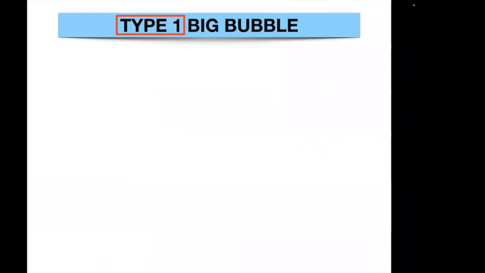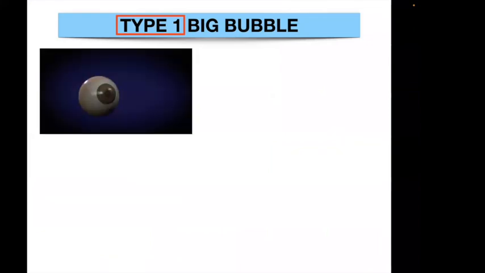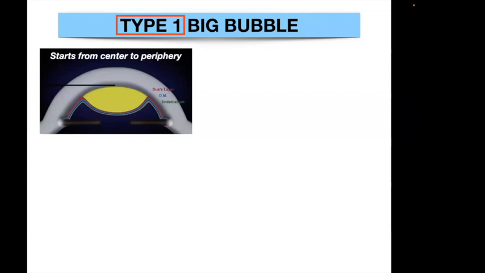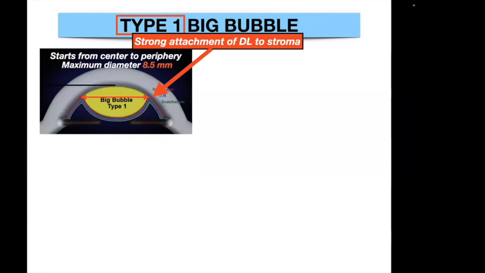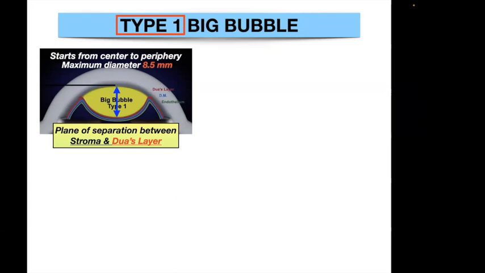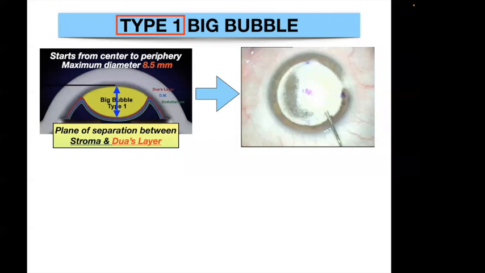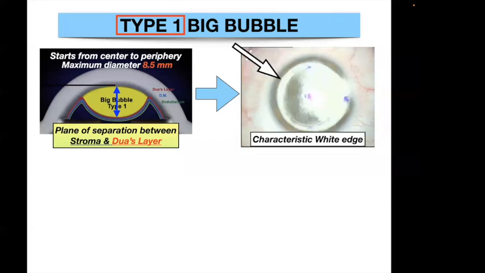So this type 1 big bubble, this is a video animation. It usually starts from the center to the periphery, as you see, and it has a maximum diameter of 8.5 millimeter due to the strong attachment of Dua layer to stroma at this side. And as you see, the plane of separation is between the stroma in front and Dua's layer behind. And this is a clinical case. It is characterized by this white edge. This white edge is highly characteristic of big bubble type 1.